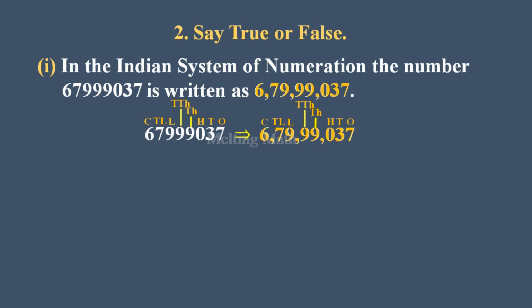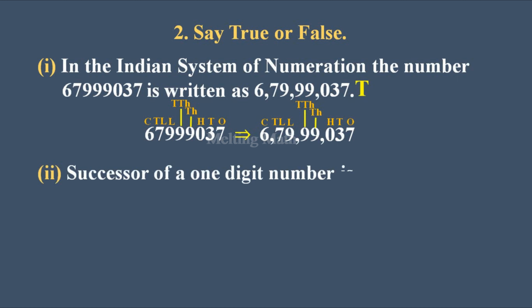Yes, this and this are the same. So if you put commas based on the Indian system in this number, you can get this number. Okay, so the statement is true. Okay, next see the second one. Successor of a one digit number is always a one digit number. Is it true or false?